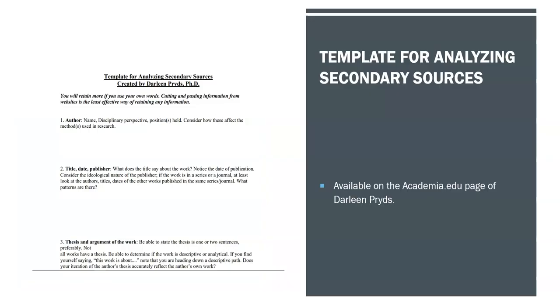Now, to help you in all of this, I've created a template for analyzing secondary sources that will prompt you to consider and analyze the components of an article or book that involves a thesis and argument. If you are studying with me or taking a course with me, chances are you will already have access to this template in the course materials. If you're not studying with me but would like to use this template or at least take a look at it, you can find it on my academia.edu page.